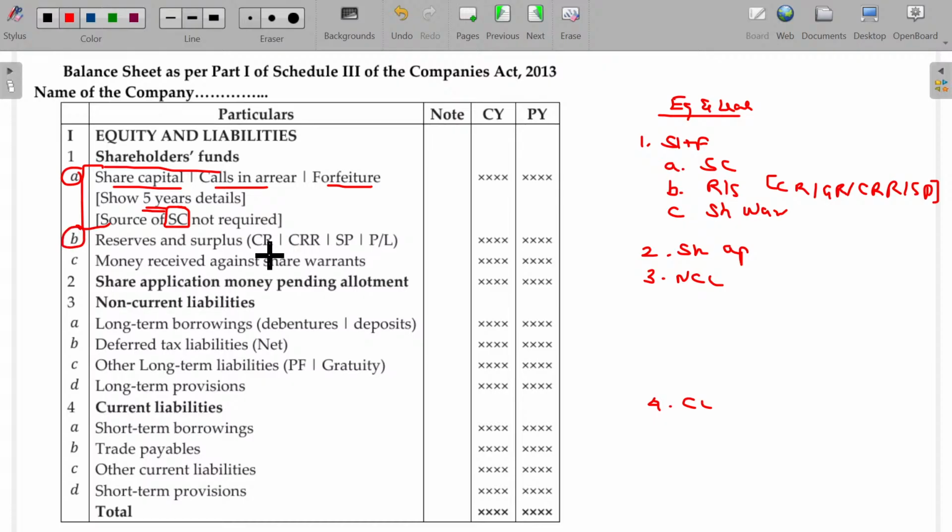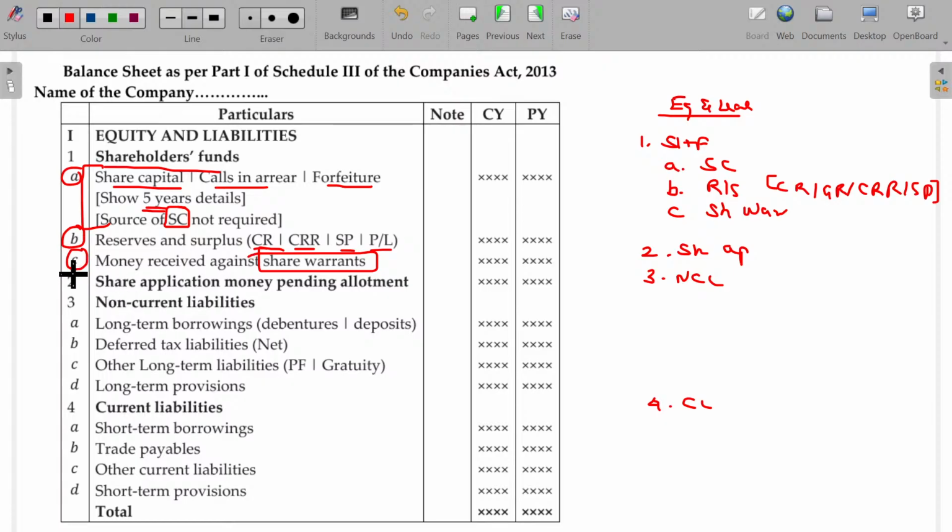Second block, reserves and surplus: capital reserve, CRR, capital redemption reserve, securities premium, and profit and loss, like all the accumulated reserves will fall under this case. And third one being money received against share warrant. Warrant is nothing but the option to purchase the share. Maybe you might have paid some amount now, but the share will be allotted later on only. Usually, it will have a discounted price to honor some contributors, right?